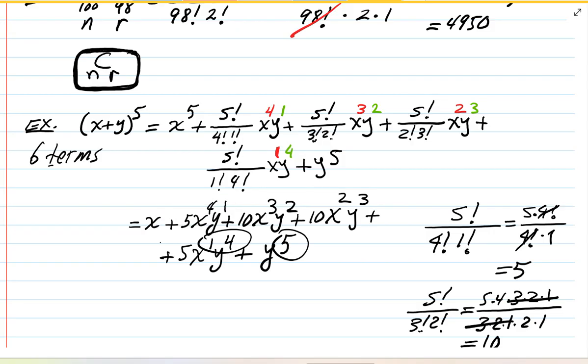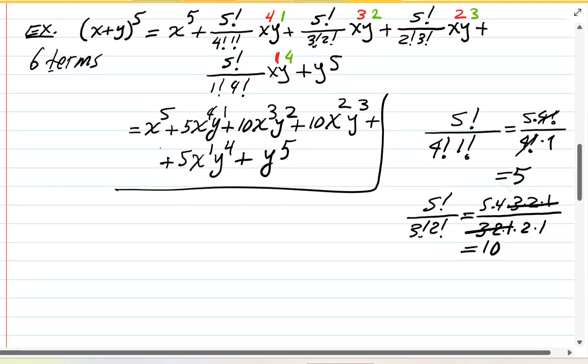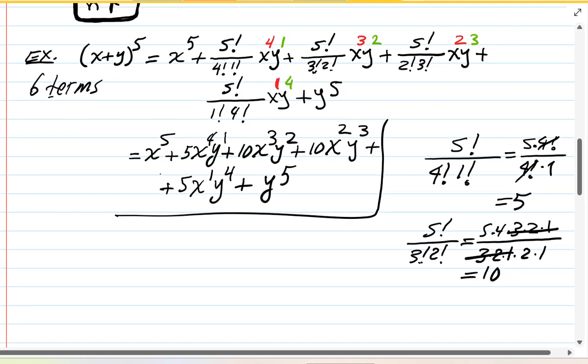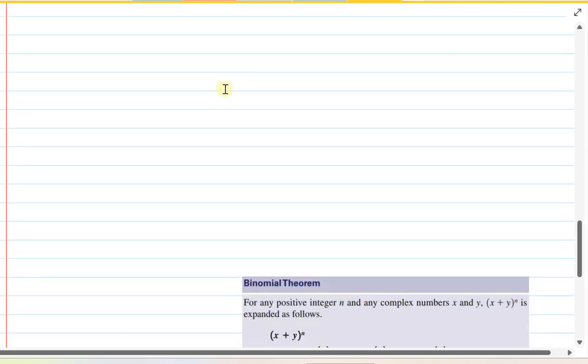Okay. And there you go. You're looking at the binomial expansion. We did it. So this is the easiest way to do the expansion without even calling the binomial theorem. But now that we've done this, let me actually show you the binomial theorem.